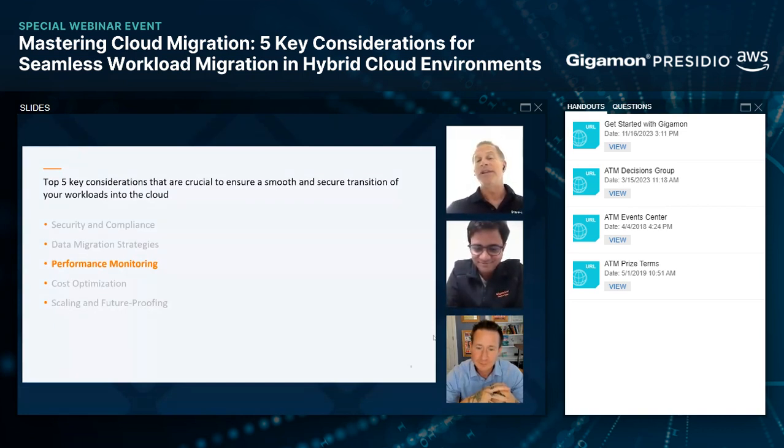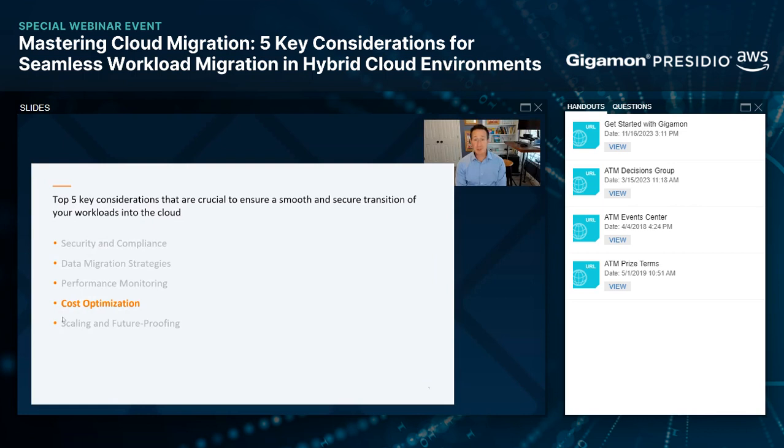Cost optimization. Everybody wants the biggest bang for the buck. I know AWS has some plans. They've got some strategies. I know Presidio has. But David, if you want to kick this one off, and then again, we'll go down this path, and I'm sure this is going to generate a lot of questions towards the end of this session. Bang for the buck is everybody's big issue there.